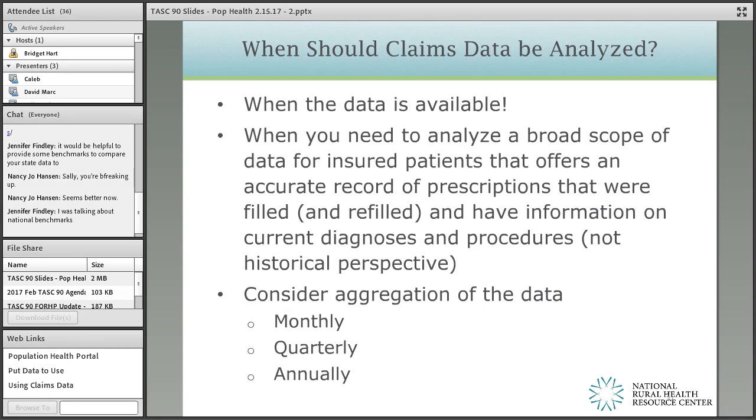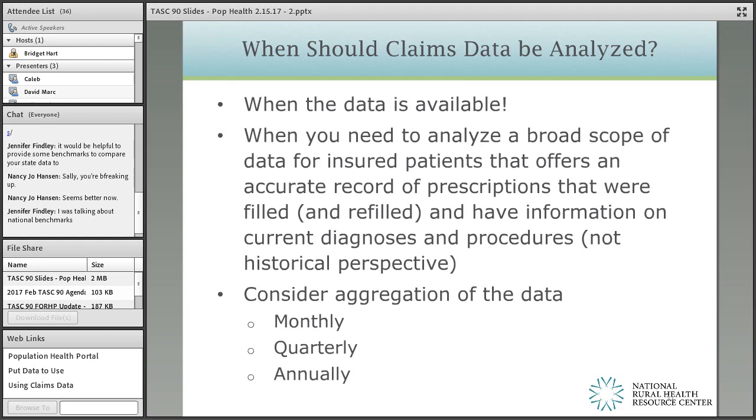Some examples include the All-Payer Claims Database, which includes aggregated claims data for organizations and is managed and disseminated by each state. However, not all states participate in the program, so it's best to visit the All-Payer Claims Database Council website to verify which states participate and see if your state is included there.